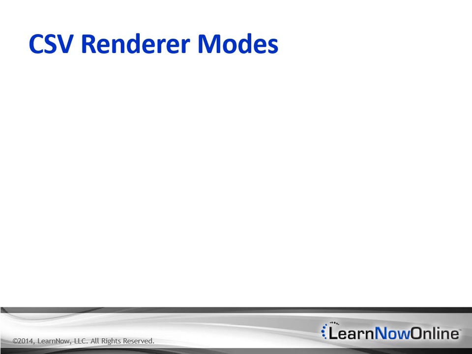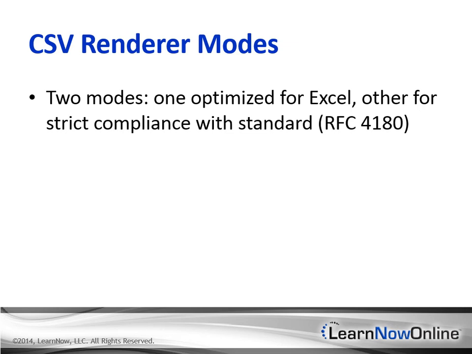Now, the CSV format, or the renderer, supports two modes. One is optimized to use the data in Excel, and the other is optimized for other third-party applications that require strict compliance with the CSV specification, and that's in RFC 4180. Because, unfortunately, as usual, Microsoft plays a bit fast and loose with that spec. So these modes affect the rendering of peer data regions.